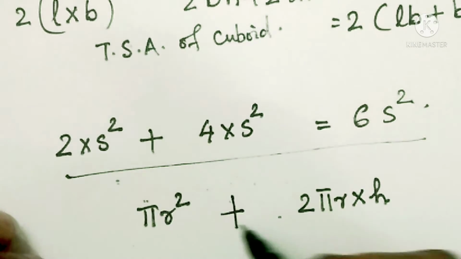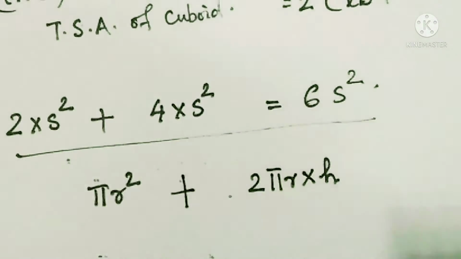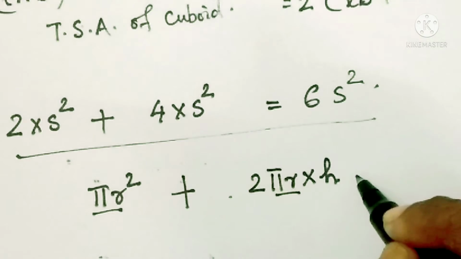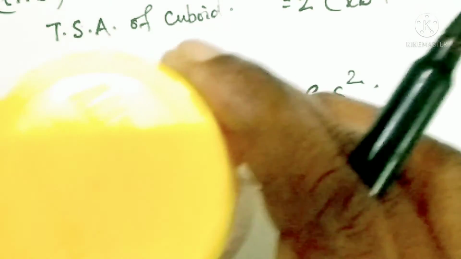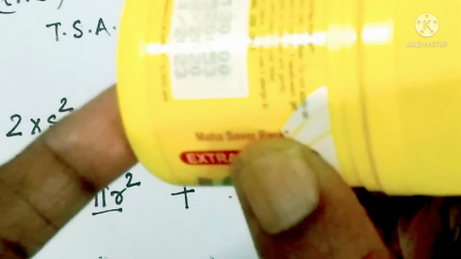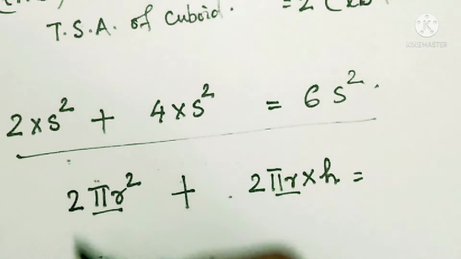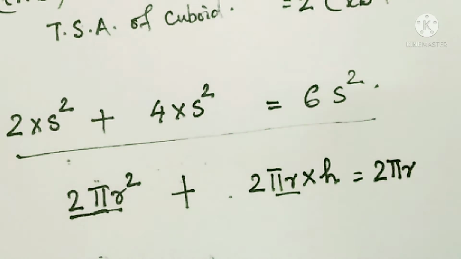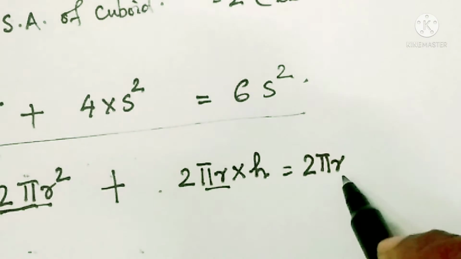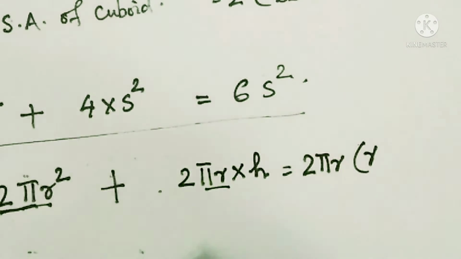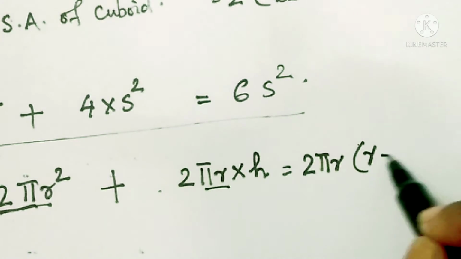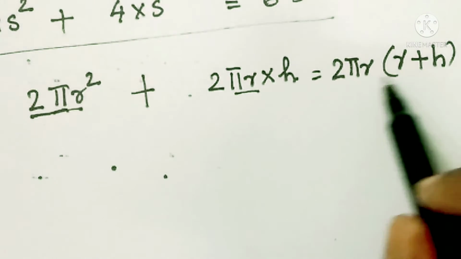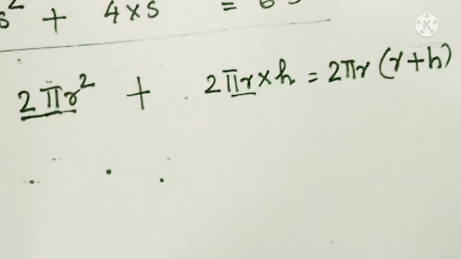For finding the total surface area, you need to add them. Here pi r is common. Now we have 1 pi r square here and 1 pi r square here, so it becomes 2 pi r square. So here you can take 2 pi r as a common factor. What is remaining? From r square we have taken one r, so r remains, and from 2 pi r h we have taken 2 pi r, so h remains. So the total surface area of a cylinder is 2 pi r into (r plus h).